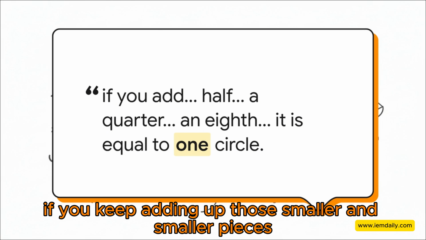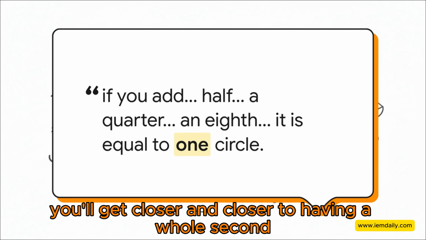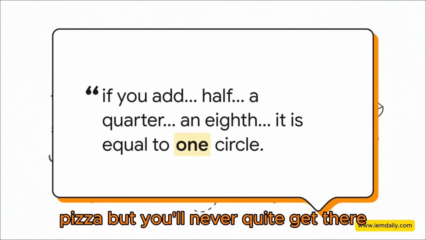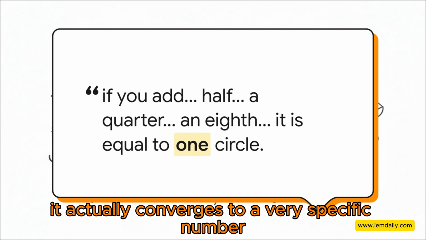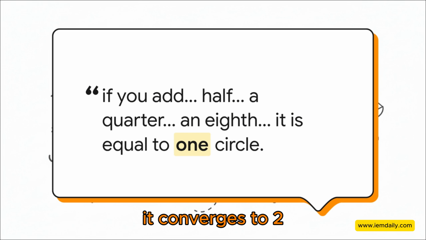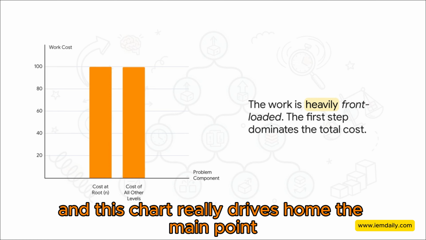If you keep adding up those smaller and smaller pieces, you'll get closer and closer to having a whole second pizza, but you'll never quite get there. That series, 1 plus a half plus a quarter and so on, it actually converges to a very specific number. It converges to 2. And this chart really drives home the main point.